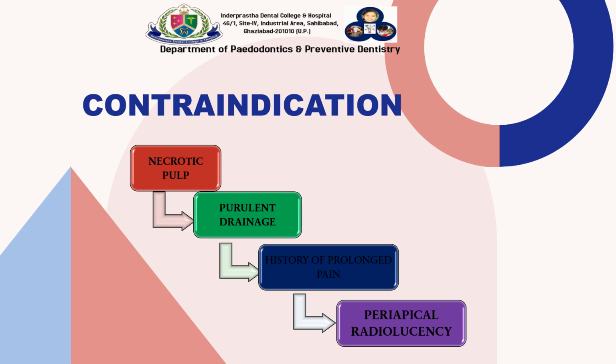Contraindications: when to avoid this procedure. In case of necrotic pulp, purulent drainage, history of prolonged pain, or periapical radiolucency. Whenever such cases are present, we need to avoid apexogenesis. This is not the treatment option.